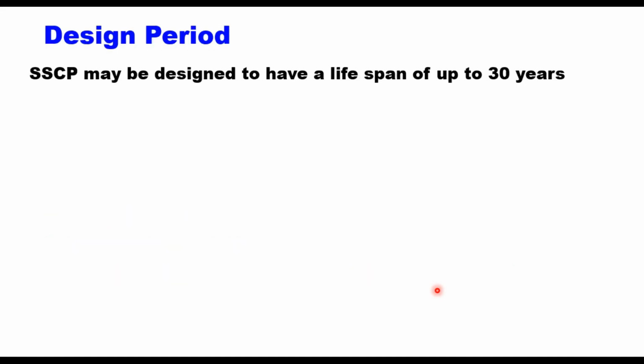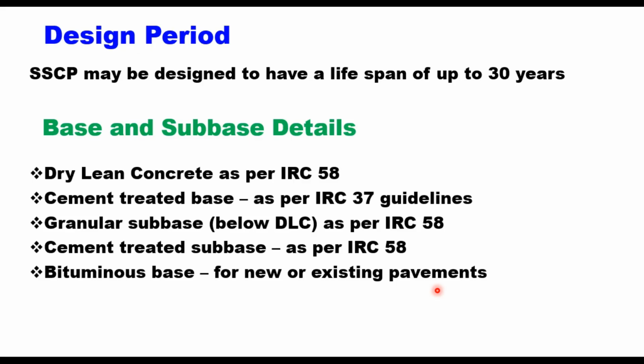The design period for short slab concrete pavement may be 30 years, but it depends upon the designer. And several options are available for selecting base and sub-base. It can be either dry lean concrete as per IRC 58, it can be cement-treated base as per IRC 37 guidelines, or it can be a GSB layer below DLC as per IRC 58, or cement-treated sub-base as per IRC 58, or even bituminous base for new pavement as well as existing pavements.